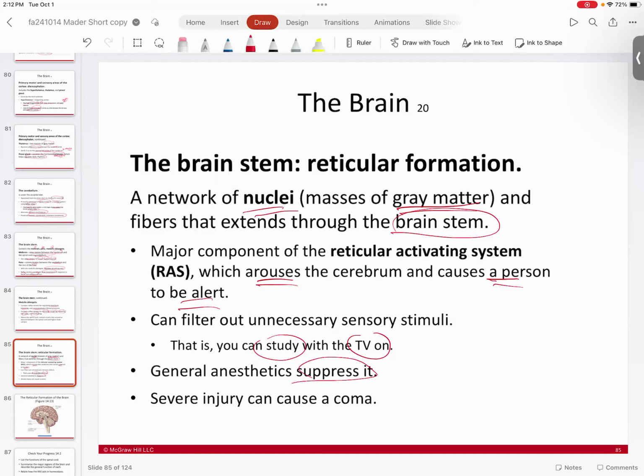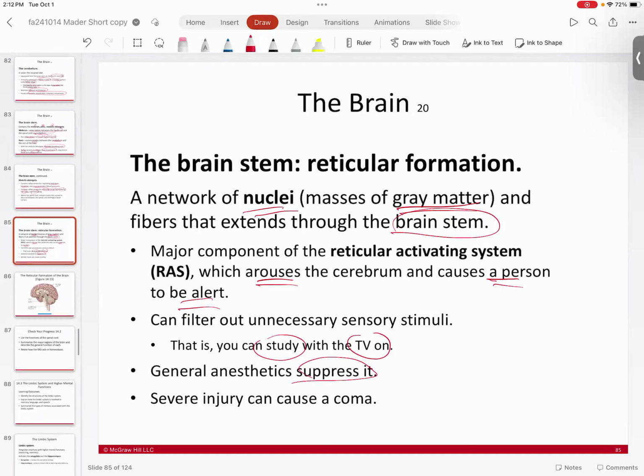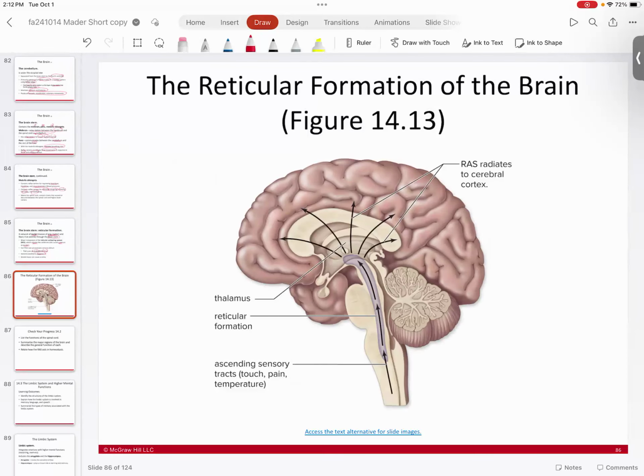So basically it'll deregulate or kind of disconnect your arousal stimulus. Severe injury can cause this as well. So for instance, a severe head trauma that causes coma is essentially affecting this arousal mechanism, this RAS system. So that's kind of what it looks like.